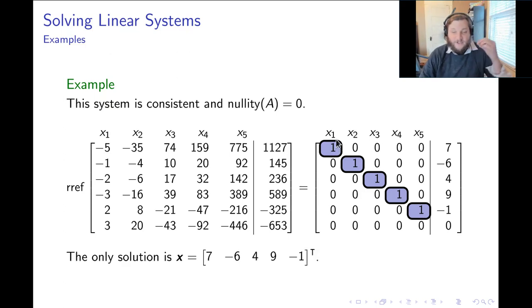The first equation is just x1 equals 7. The second equation is x2 equals -6, then x3 equals 4, x4 equals 9, and x5 equals negative 1. So there's only one solution to this system, and it's given by x1 equals 7, x2 equals negative 6, x3 equals 4, x4 equals 9, and x5 equals negative 1. So clearly here, the Gauss-Jordan algorithm helped us take something completely terrible and reduce it to something very nice that we can study.